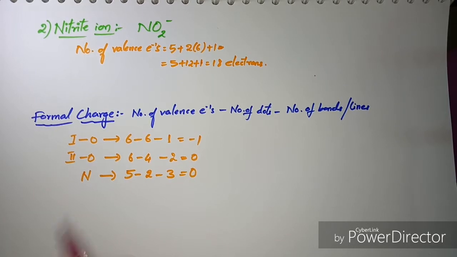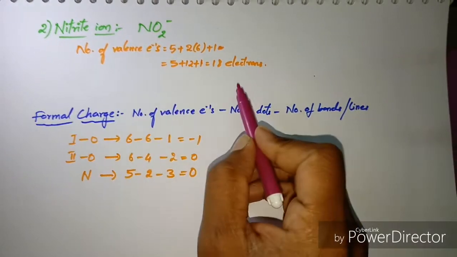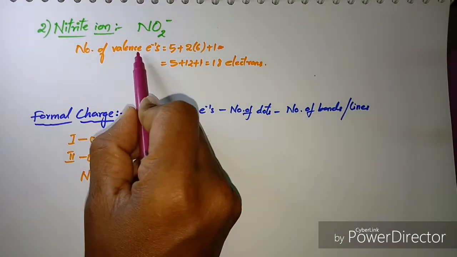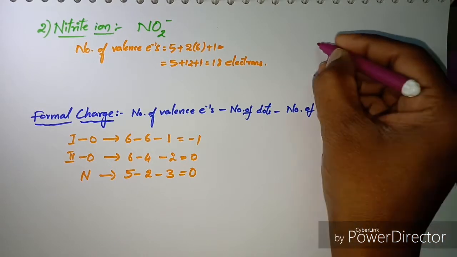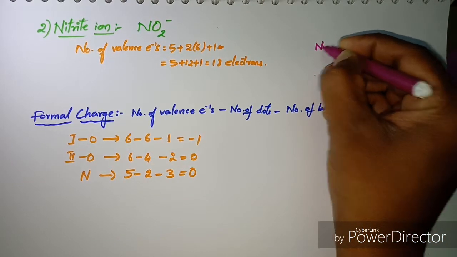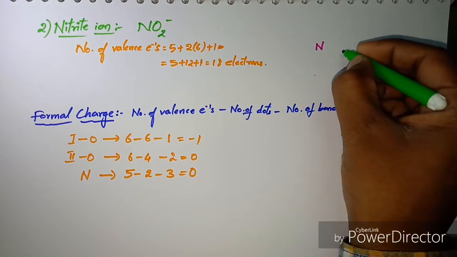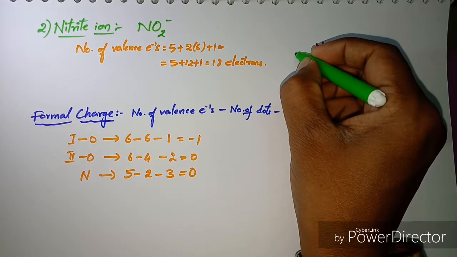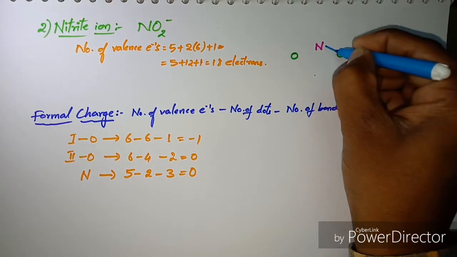So nitrite ion is designated as NO2 minus. Now drawing its Lewis dot structure, first identifying its number of valence electrons, coming to 18 electrons, and placing the least electronegative atom at the center, and placing the two other atoms surrounding it and joining them with single bonds.